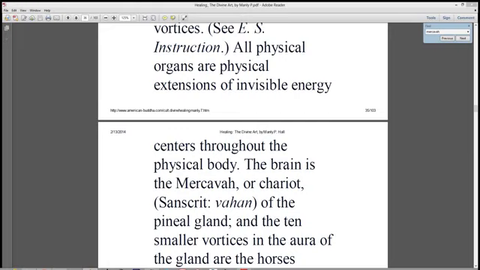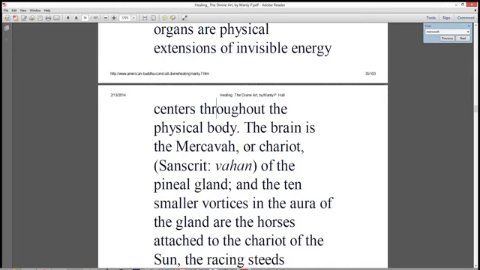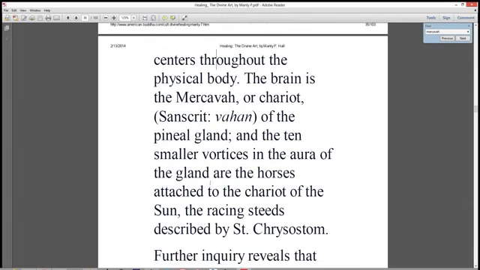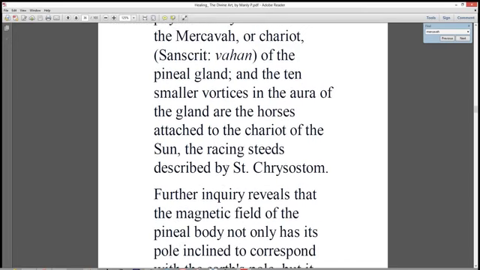So the brain is the Merkavah of Ezekiel and the chariot of righteousness. The brain is the Merkavah or chariot, Sanskrit Vahan, of the pineal gland, and the 10 smaller vortices in the aura of the gland are the horses attached to the chariot of the sun, the racing steeds described by Saint Chrysostom.